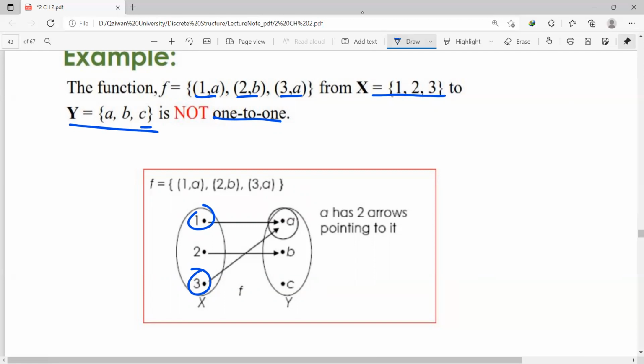Okay. So the relation must be a function. Then we talk about one-to-one. And we say a function is one-to-one if for every different elements in X, we have different images for them. Okay.